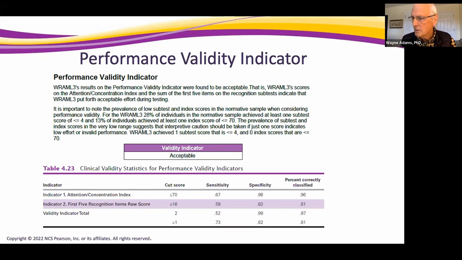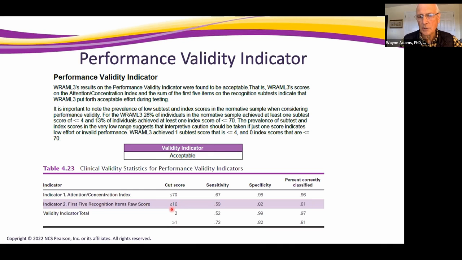The first thing you find at the top of the report is a performance validity indicator, which is a new feature for RAML3. And it says acceptable. Just as a quick review for those for whom this may be a new feature, the performance validity indicator is made up of two components. One is the attention concentration index being at or below 70, and the recognition items being 16 or below. The ACI is pretty obvious.